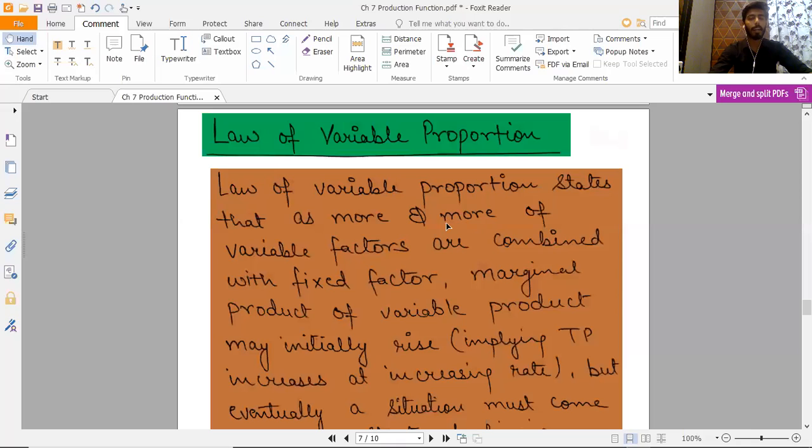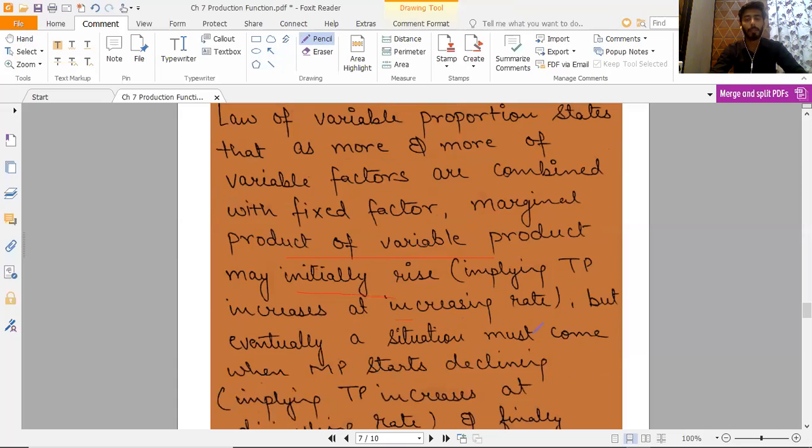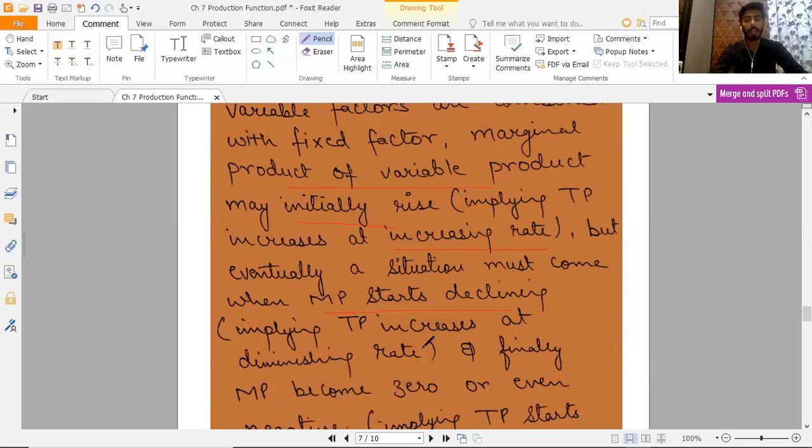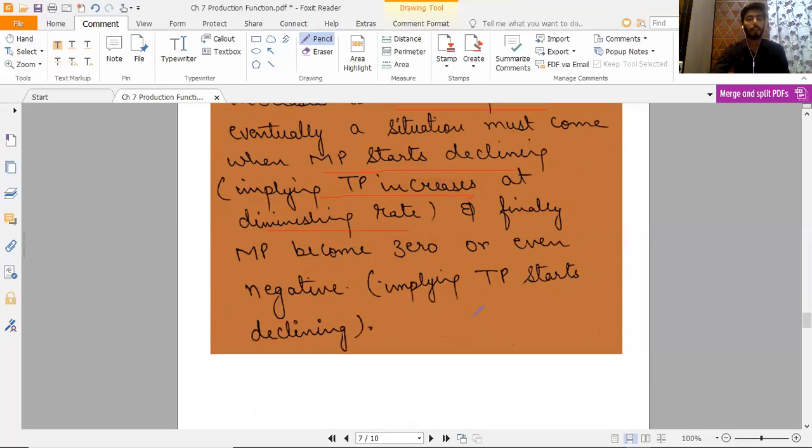Let's discuss this in a bit of detail. The law of variable proportion says that as more and more of variable factors are combined with the fixed factor, marginal product of the variable factor may initially rise. That means TP increases at increasing rate, but eventually a situation must come when MP starts declining. In the second stage, MP starts declining. That means TP increases at diminishing rate. And finally MP becomes 0 or negative, which means TP starts declining.